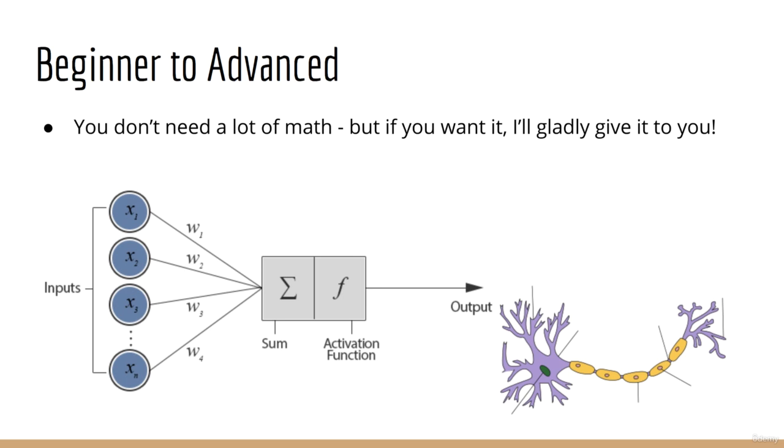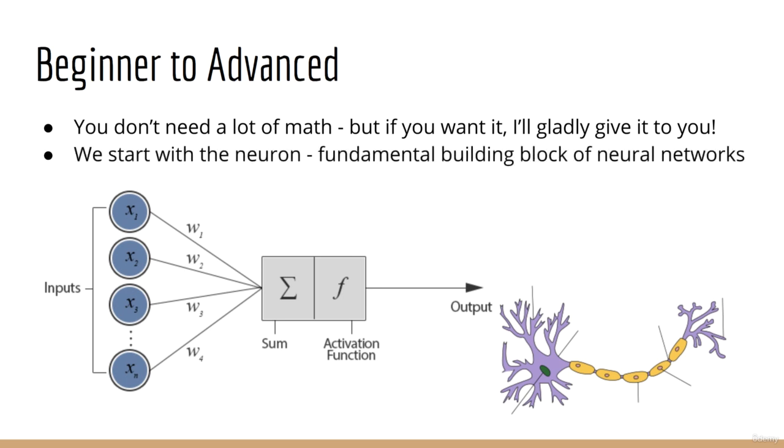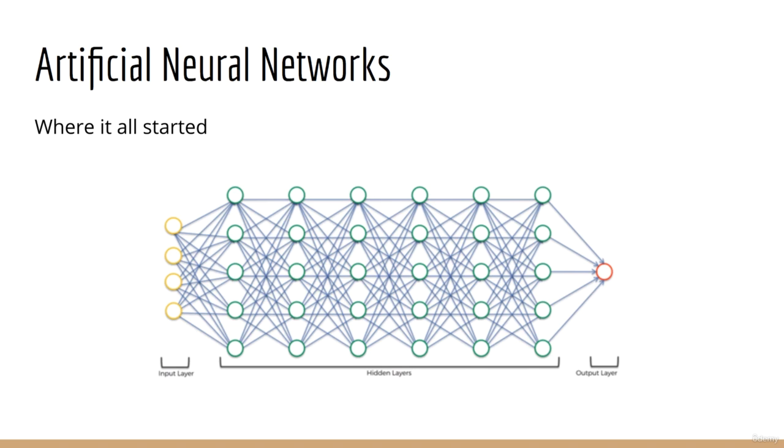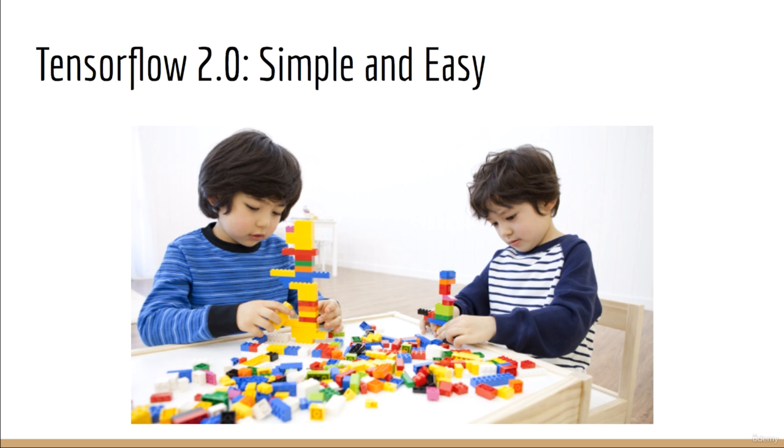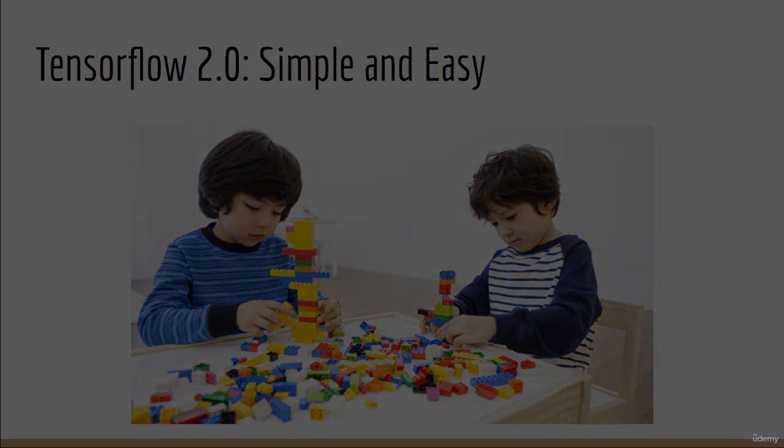We're going to start by looking at basic machine learning in the form of a neuron, the fundamental building block of neural networks. From there, we are going to jump right into neural networks, the thing that started it all. Luckily, with TensorFlow 2.0, you don't need a lot of heavy theory unless you want it. The TensorFlow 2.0 API was designed to be easy to use so that you can focus on building cool things rather than debugging and mathematical equations.